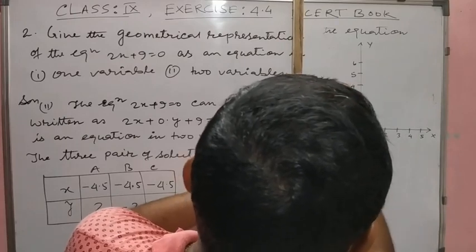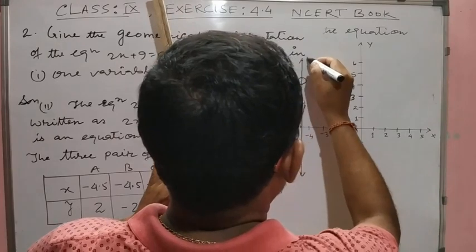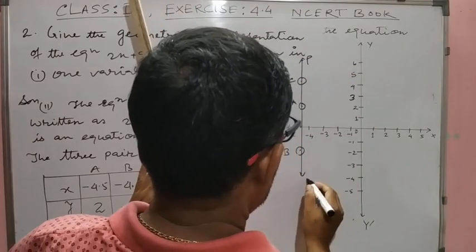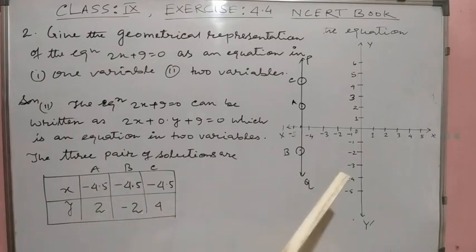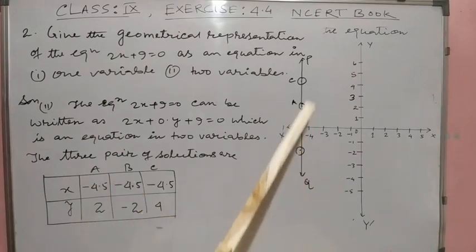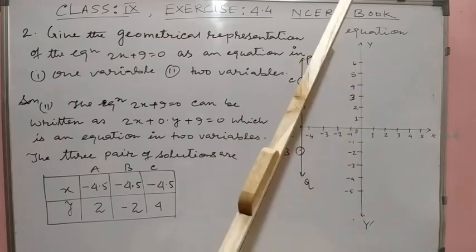The name of the line is PQ. So when these points A, B, C are plotted on the graph paper and we join them, we get a straight line PQ, which is parallel to the y-axis.